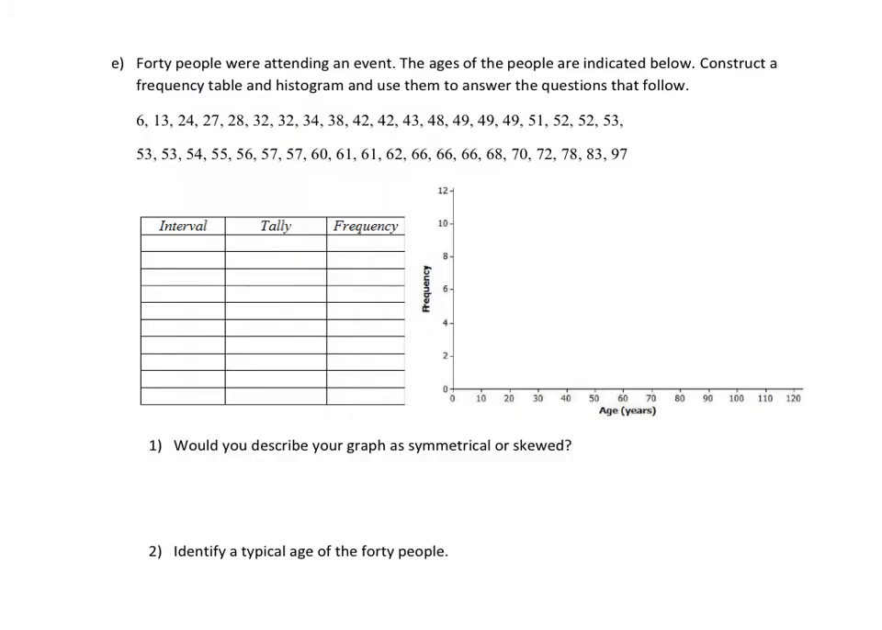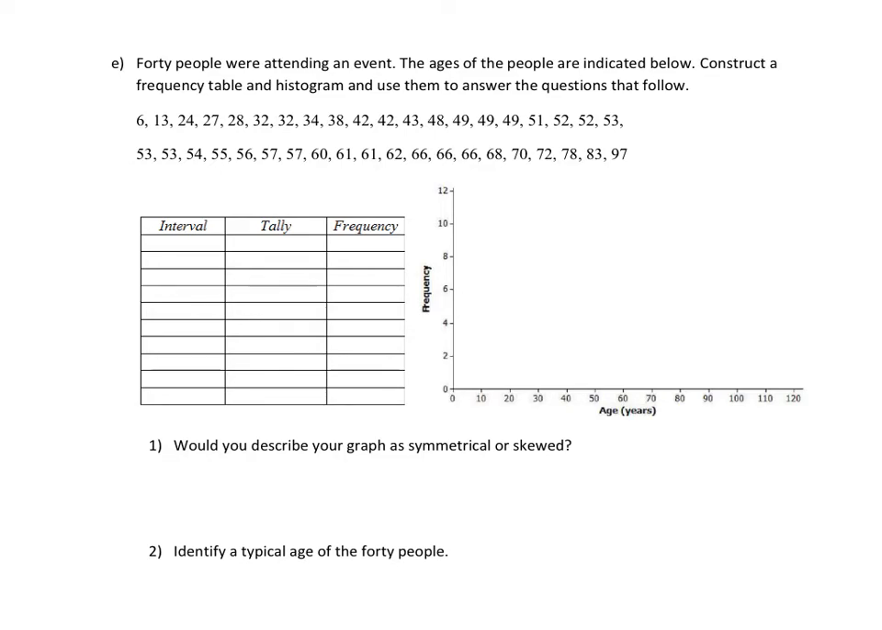Letter E. 40 people were attending an event. The ages of the people are indicated below. Construct a frequency table and histogram and use them to answer the questions that follow. Okay, so for this one, I'm going to help you create the intervals and tell you a little bit about the histogram, and you will do the rest on your own. Okay, so we have our lowest number. Again, this looks like it's in numerical order, which is great. Our smallest number is 6, and our largest number is 97.